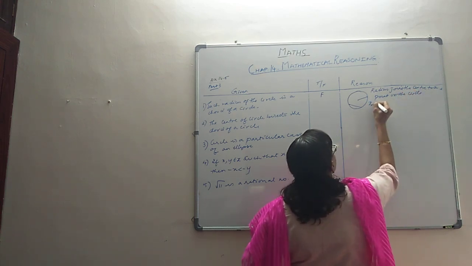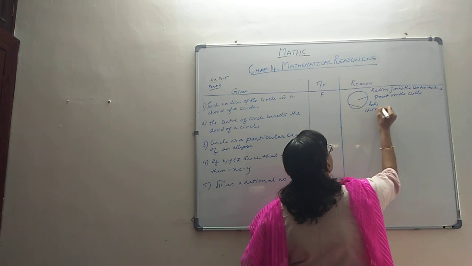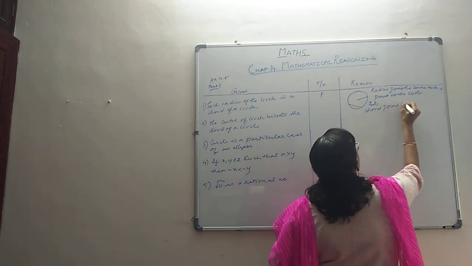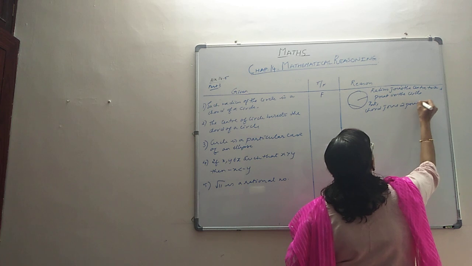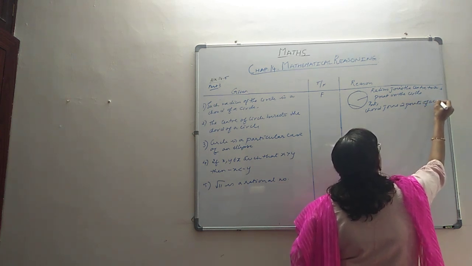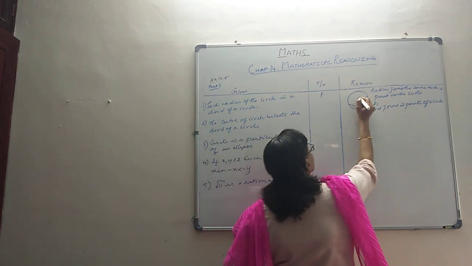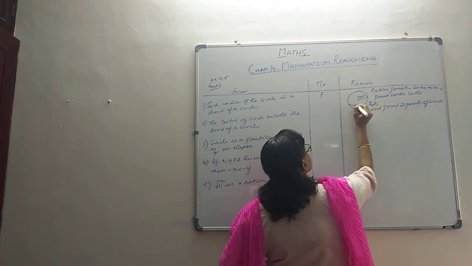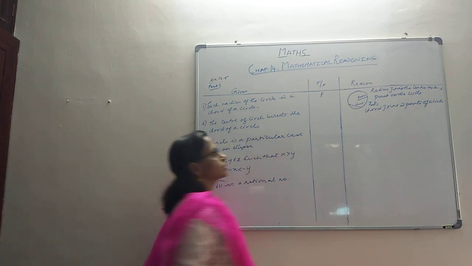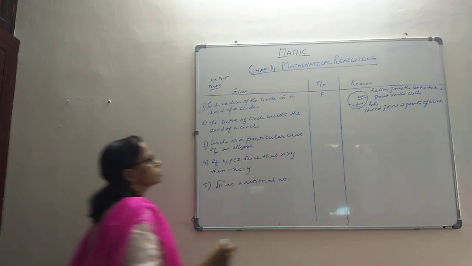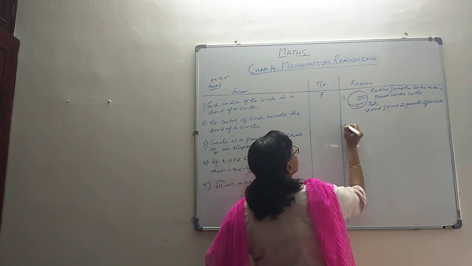But a chord joins 2 points of a circle. So that's a basic difference. This is the radius and this is the chord. That's it. That was our reason number 1. Then we go to reason number 2.